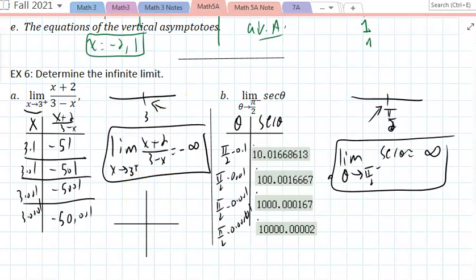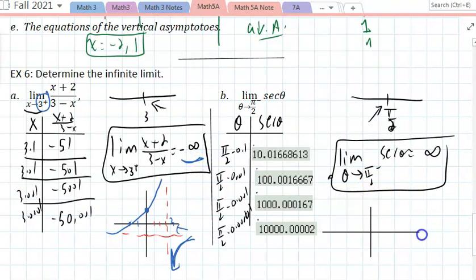We know this graph has a vertical asymptote at x equals 3, horizontal asymptote y equals -1. When x equals 0, y equals 2/3. The graph looks like this. And when I take the limit as x approaches 3 from the right, there's 3 from the right, y is approaching negative infinity. The graph of secant we also know how to do. We know how to graph everything, right, calculus students?